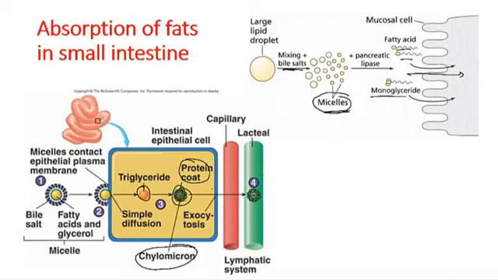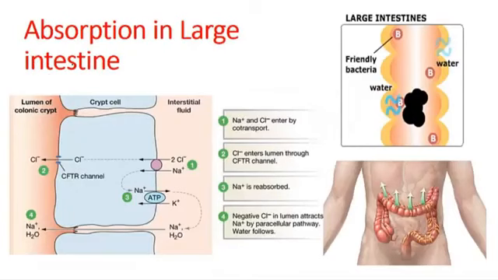Now the last thing that I want to talk about is the absorption process that takes place in the large intestine, because the large intestine is not responsible for chemical digestion, neither is it a function of secretion. So the only function it plays is the absorption of nutrients, water, some amount of ions and vitamin K. So there's a kind of symbiotic relationship with some bacteria that reside in our large intestine.